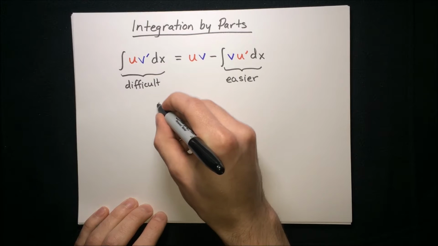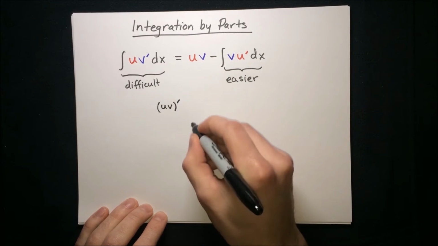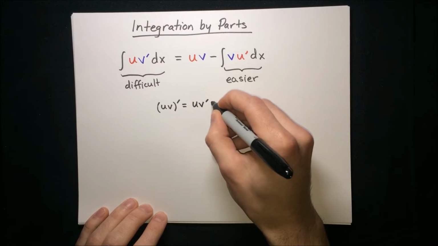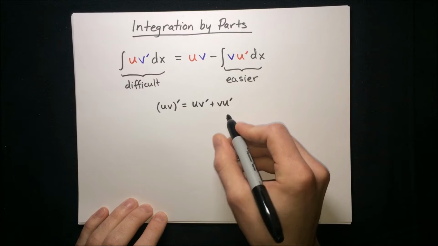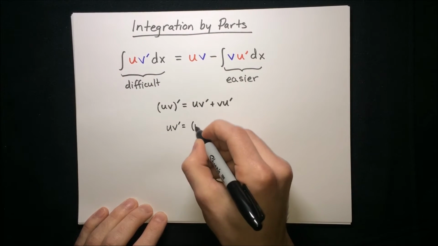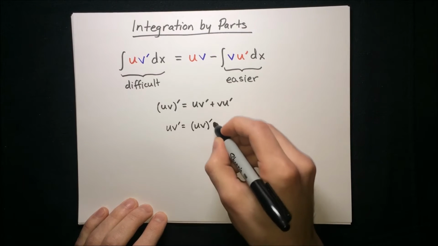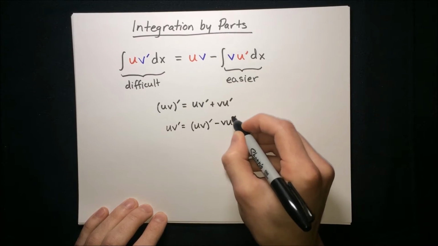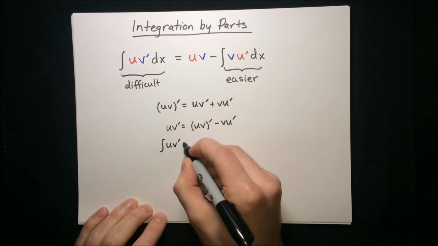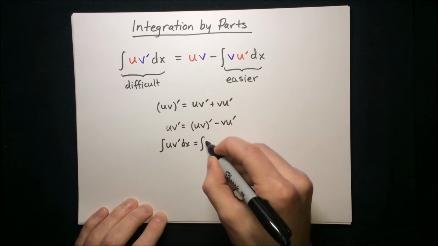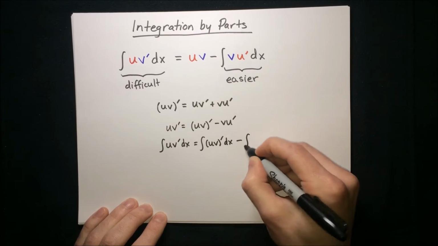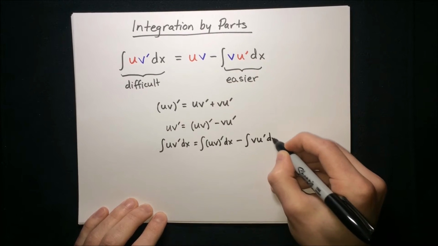Now, to get a feel of where this integration by parts formula comes from, just think about the product rule on the product uv. If we take the derivative of uv, then using the product rule, we get uv prime plus vu prime. Then rearranging this a little bit, we can get uv prime equals (uv) prime minus vu prime. And then we can integrate both sides. So the integral of uv prime dx equals the integral of (uv) prime dx minus the integral of vu prime dx.